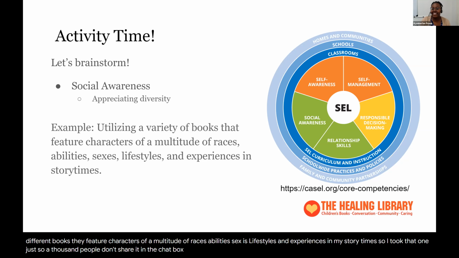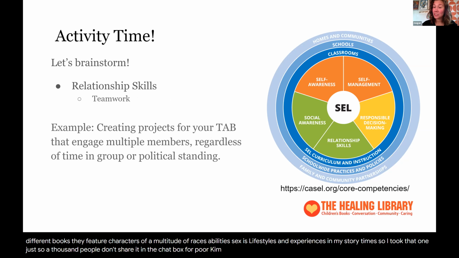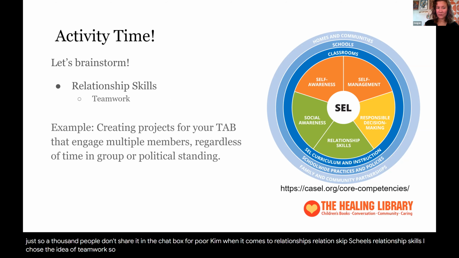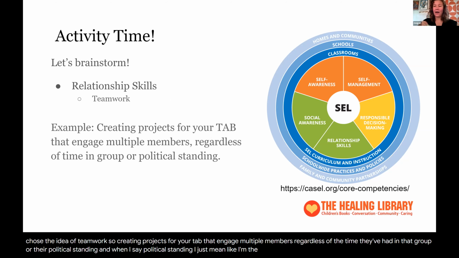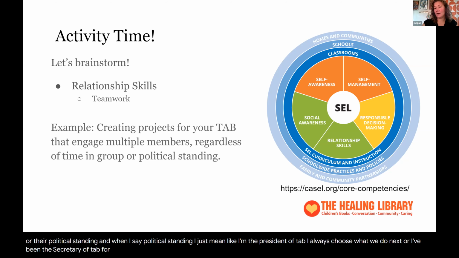And when it comes to relationship skills, I chose the idea of teamwork. So creating projects for your TAB that engage multiple members, regardless of the time they've had in that group or their political standing. And when I say political standing, I just mean like, I'm the president of TAB, I always choose what we do next. Or I've been the secretary of TAB for 3 years, so I always get to be on the flamingo flocking committee, or whatever it is. So instead, you assign tasks to people and encourage diverse representation in that group.